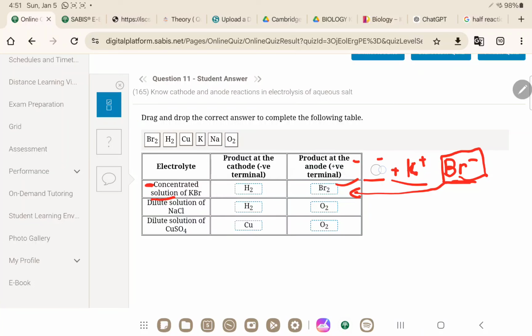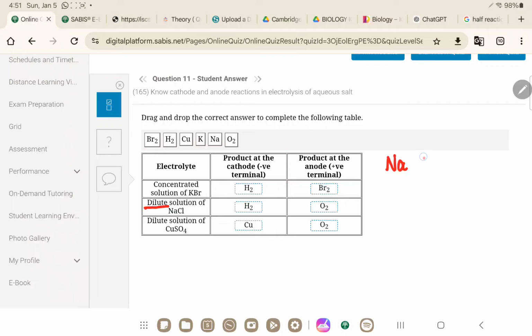Now, in the next example, we have an example about dilute solutions. In dilute solutions, it's a little different. So you have Na and Cl, so Na plus and Cl minus, plus H plus, which is water, and OH minus. Between Na and H, you don't really care here because either way, H is going to win. Since H wins, it's going to go on to form H2.